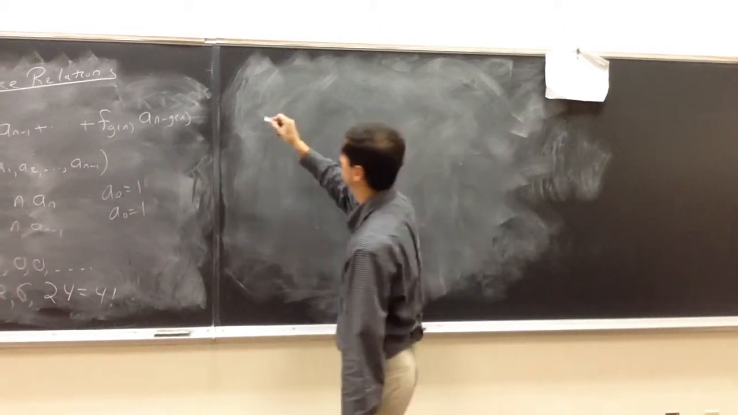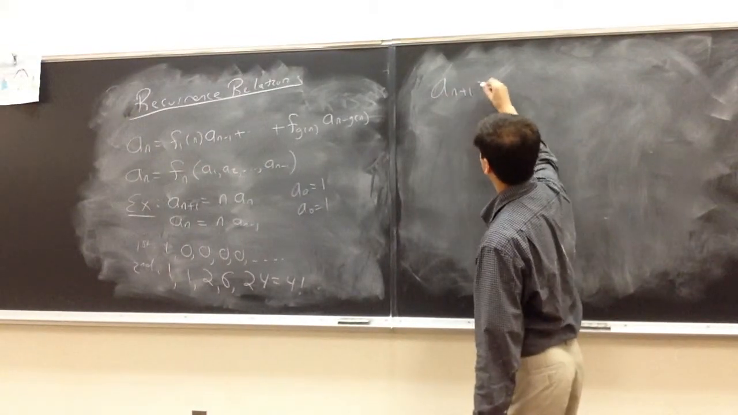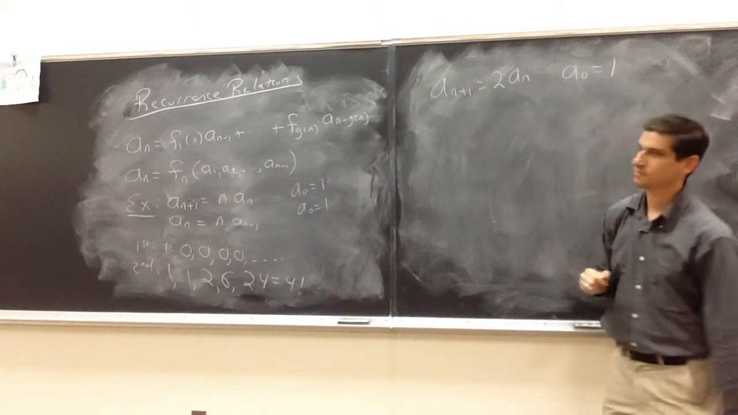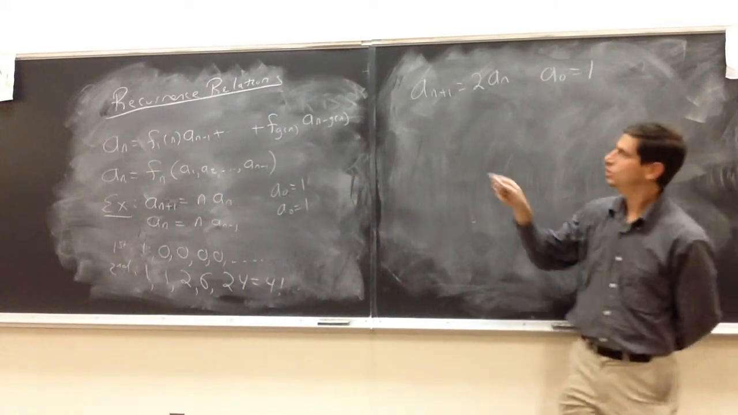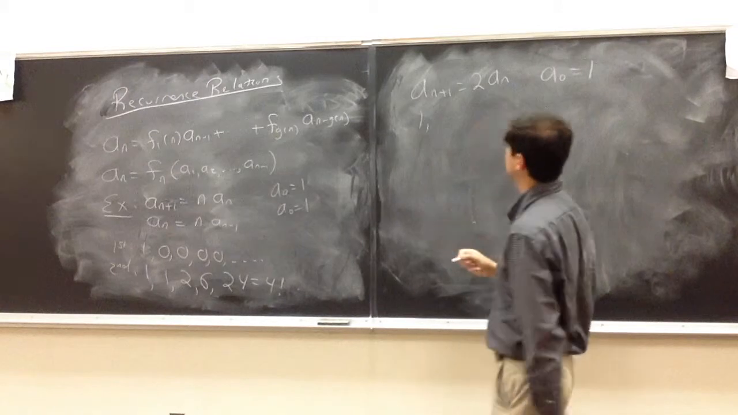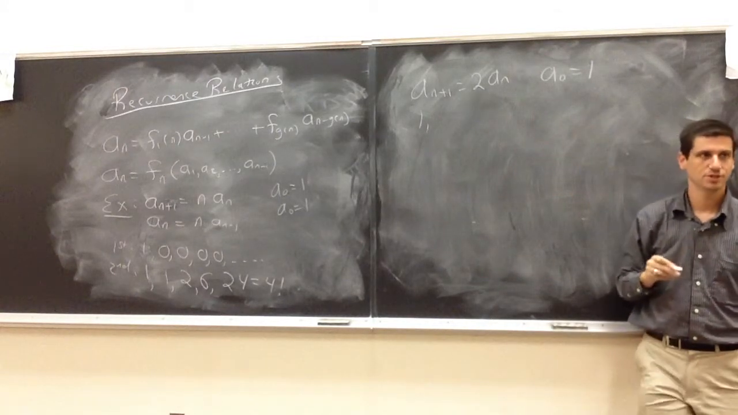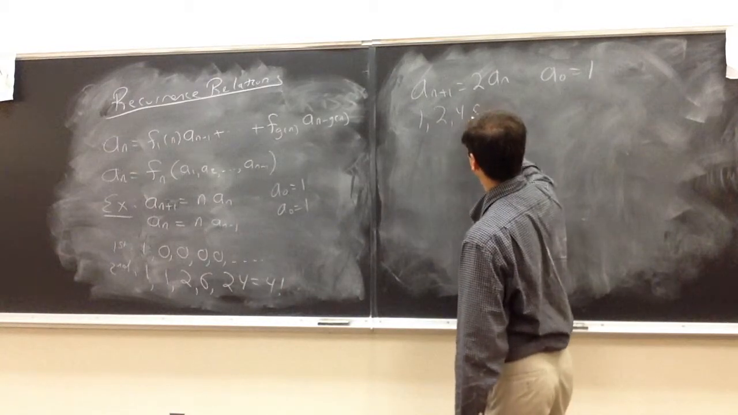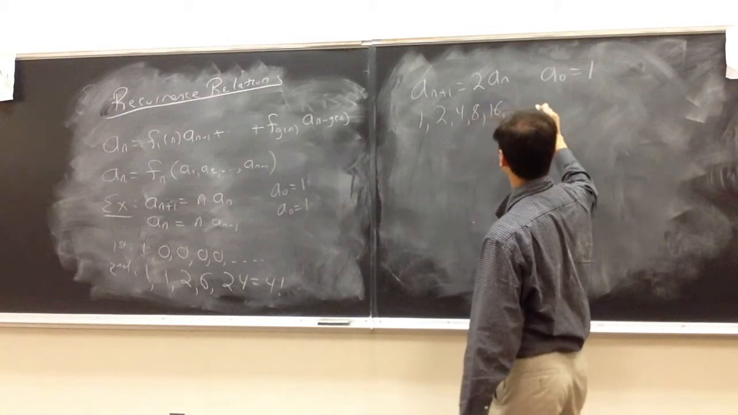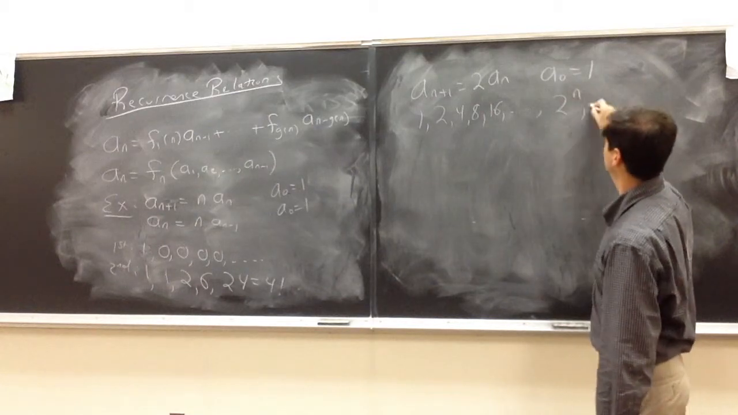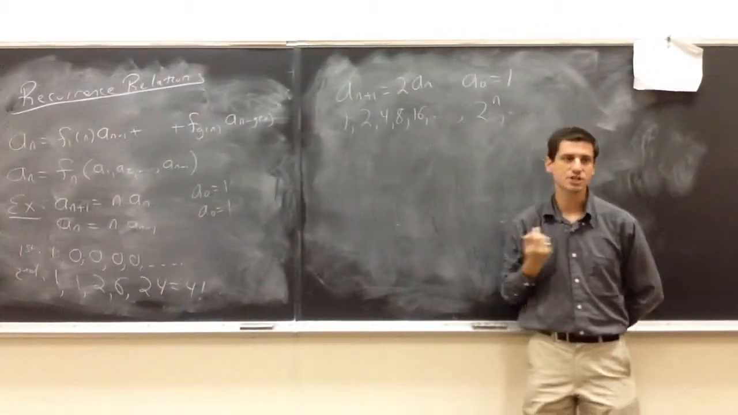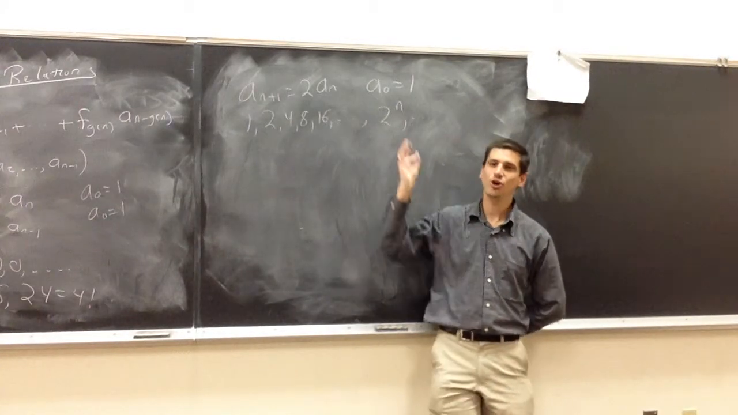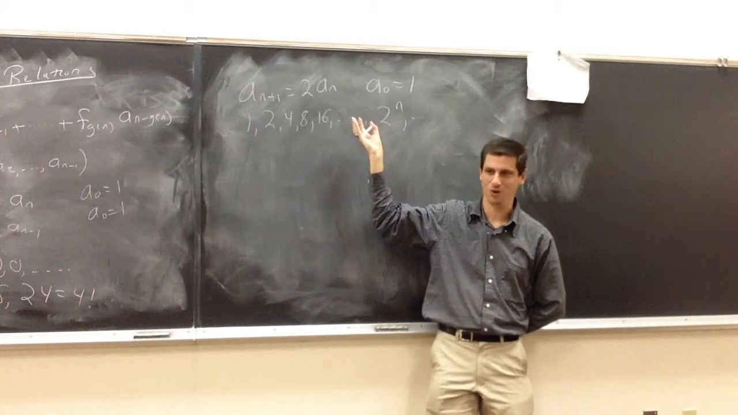Let's look at another recurrence. a_{n+1} = 2a_n, and let's say a_0 = 1. Okay, so the first term is 1. What's the next term? 2. In fact, it just says multiply by 2 every single time: 2, 4, 8, 16, 2 to the n. Do we have a nice formula for the nth term of this? I think we all agree we'll accept 2 to the n as a nice form.